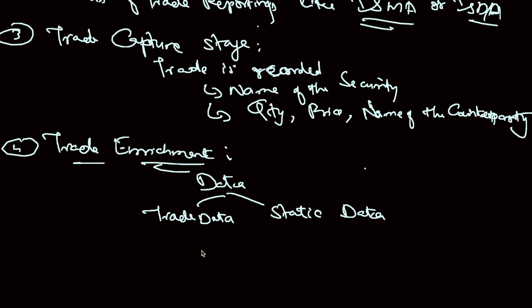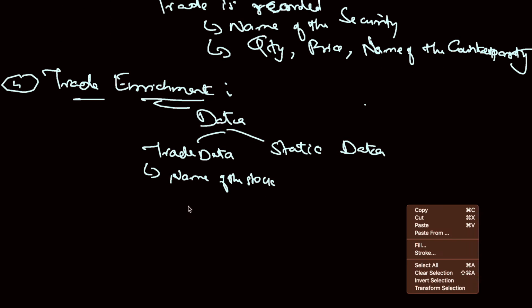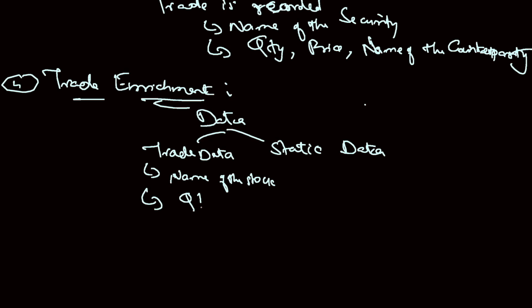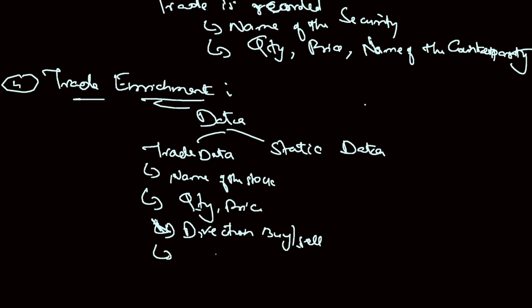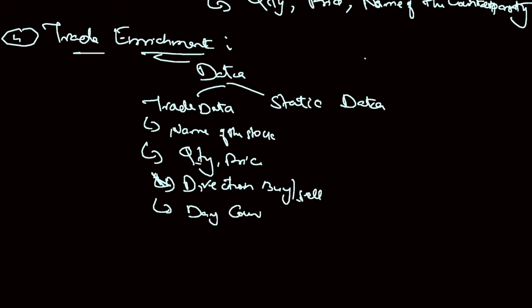So trade data includes data which are specific to the trade, like the name of the stock, because in the next trade the name of the stock can change, right? Quantity, so in the next trade quantity can change. Price, these are all trade data. Direction, buy or sell. So if it is buy this time, next time it could be again buy or it can be sell, anything. Then day count convention, if it happens to be a bond. This is for bond interest payment.